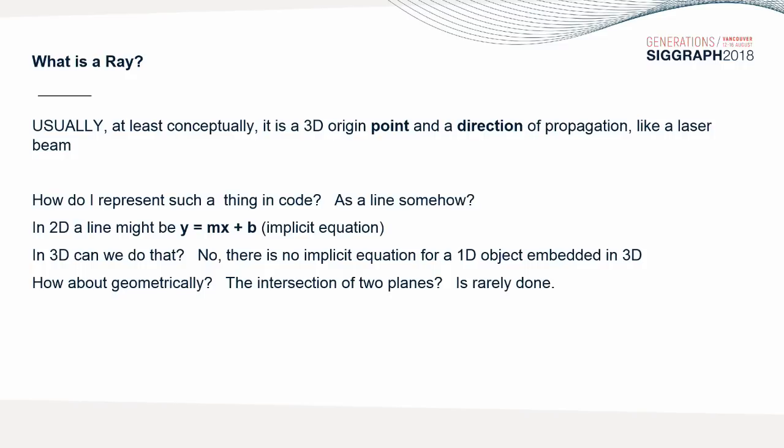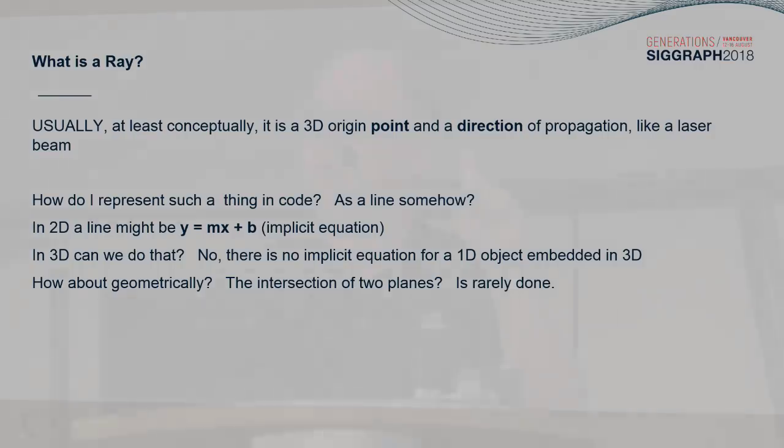In high school, if you're from the US, you probably saw 2D lines, and that was y equals mx plus b. Can I just use that for a ray? Answer, no. With implicit equations like that, the dimensionality of the object needs to be one off from the dimensionality of the space. A ray is a 1D object. It's 1D in that you walk along it and say, how far along this ray am I? You need one number. Space is 3D. That doesn't work.